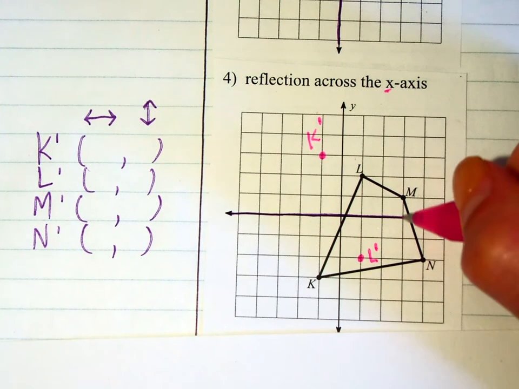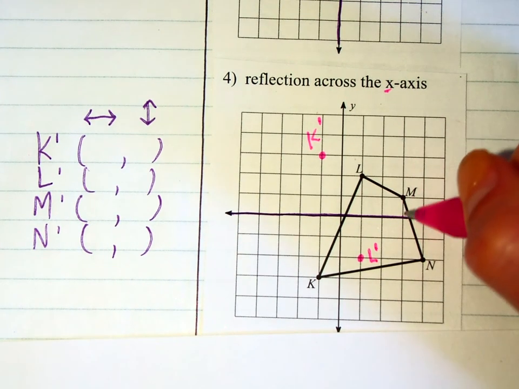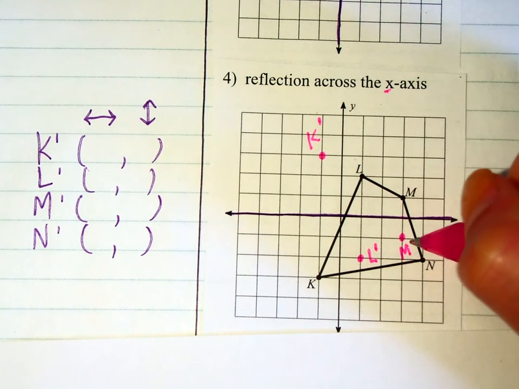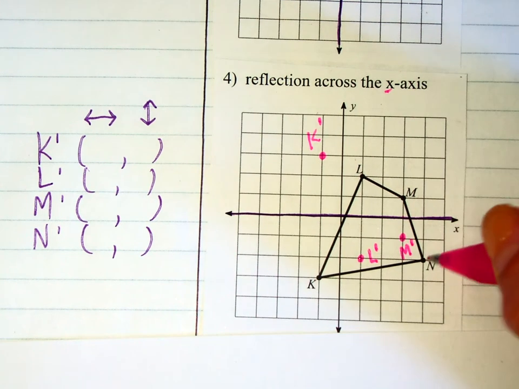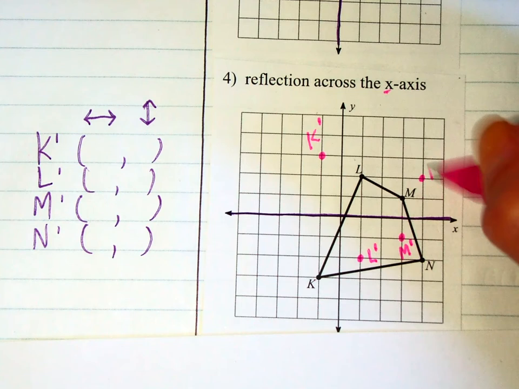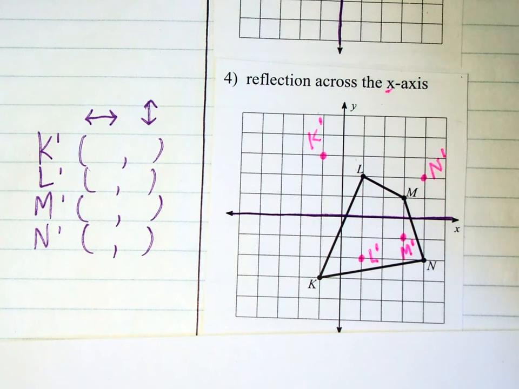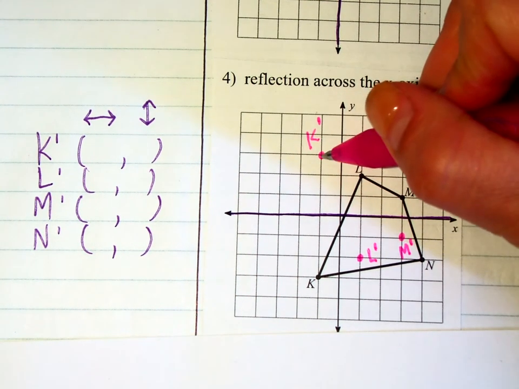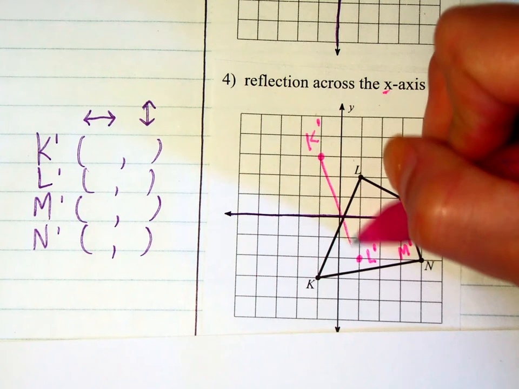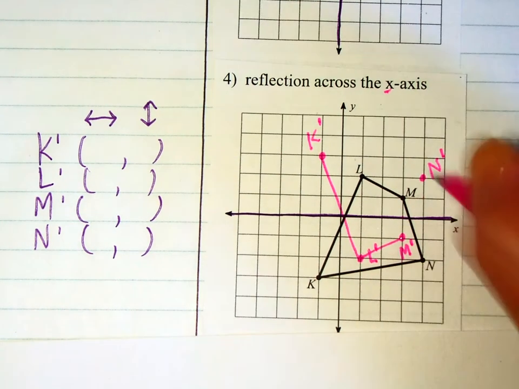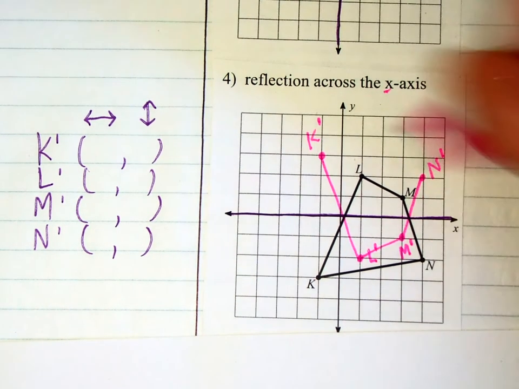M is 1 space up, so to reflect it, it goes 1 space down. This becomes M prime. And N is 2 spaces down, which means the opposite is 2 spaces up, and we're going to label it N prime. Okay. So label your points and let's connect. So we're going to go K, L, M, N, and close it up.